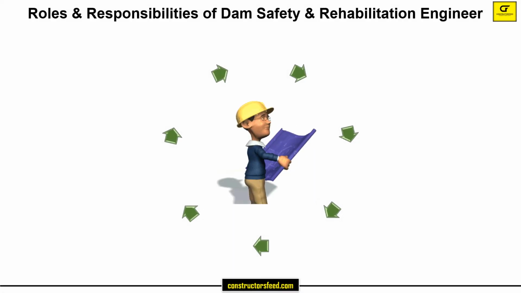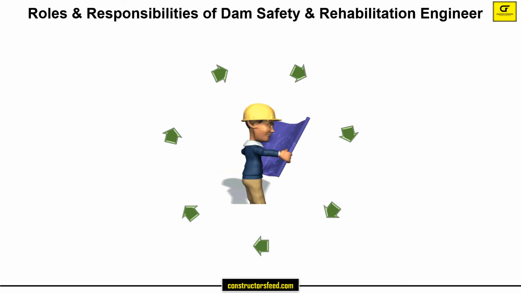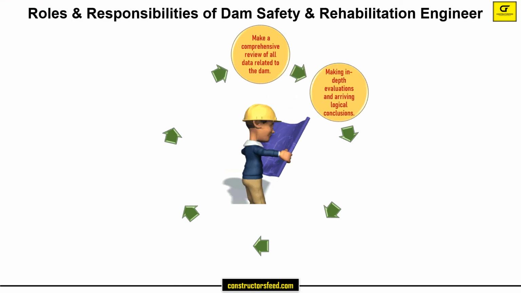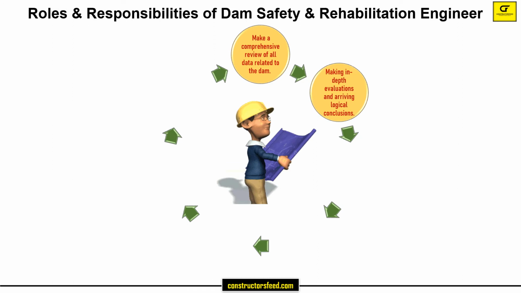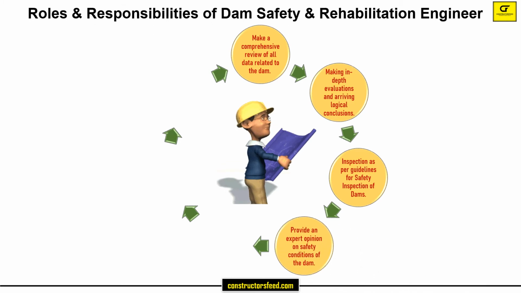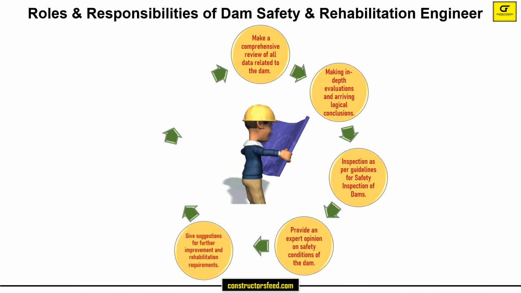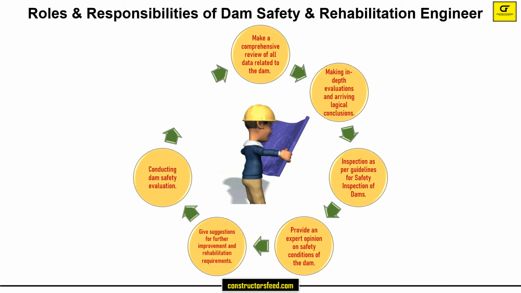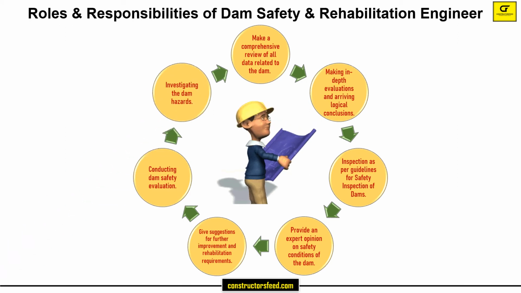Some of the roles and responsibilities of a dam safety and rehabilitation engineer: Make a comprehensive review of all data related to the dam. Make in-depth evaluations and arrive at logical conclusions. Inspection as per guidelines for safety inspection of dams. Provide an expert opinion on safety conditions of the dam. Give suggestions for further improvement and rehabilitation requirements. Conducting dam safety evaluation. Investigating the dam hazards.